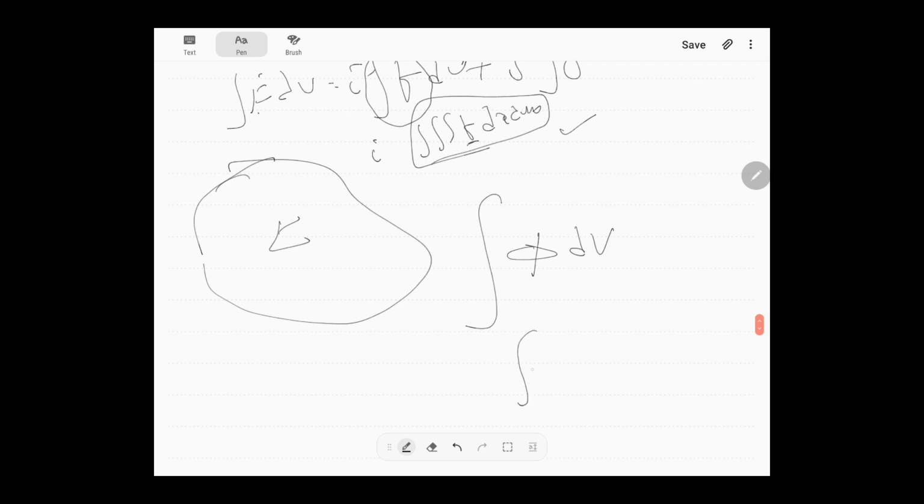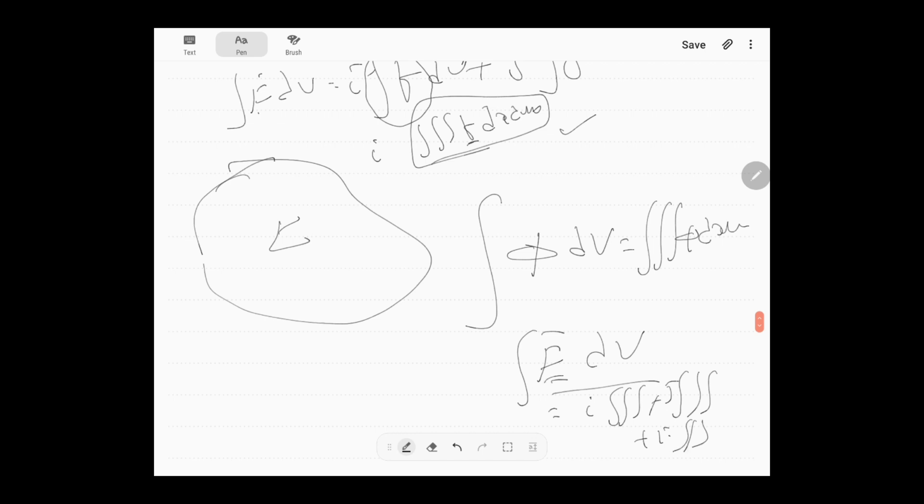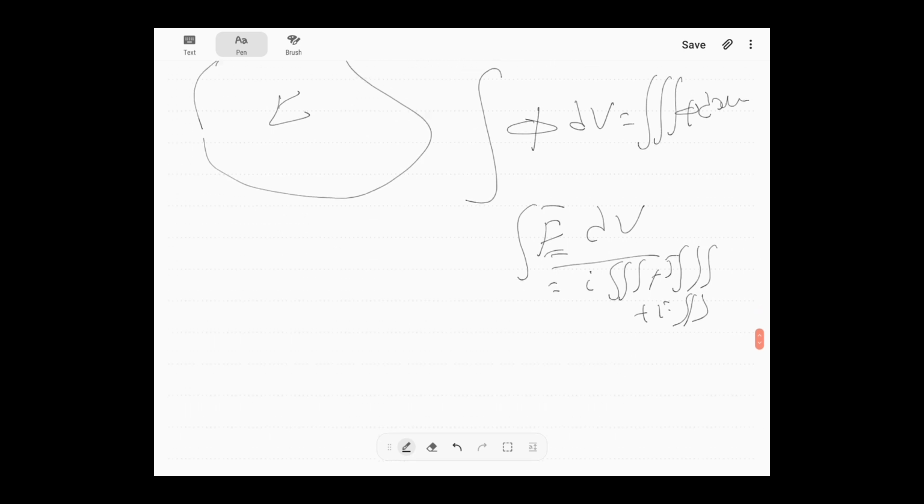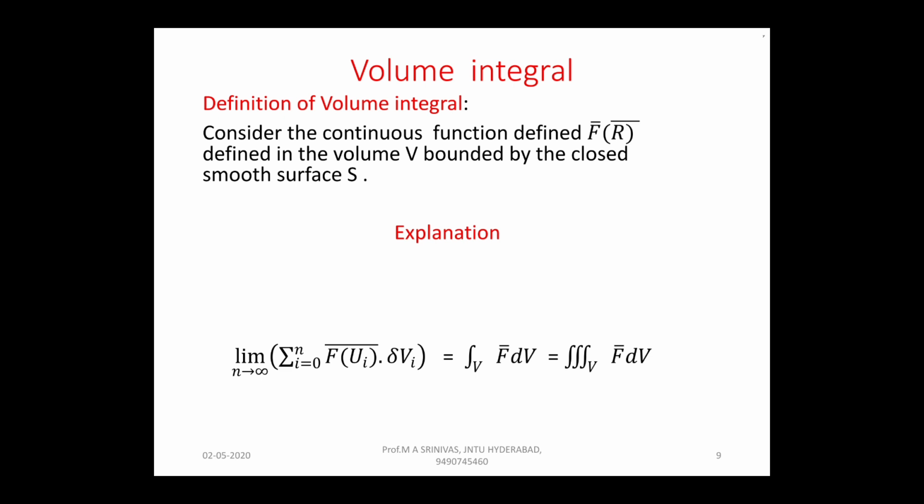If your function is a vector point function, it is the integral of f bar dv. Or otherwise, the notation is the triple integral of phi dx dy dz. It will also have components. Each component is a triple integral. If your volume integral is for a vector point function, this is what a volume integral is.